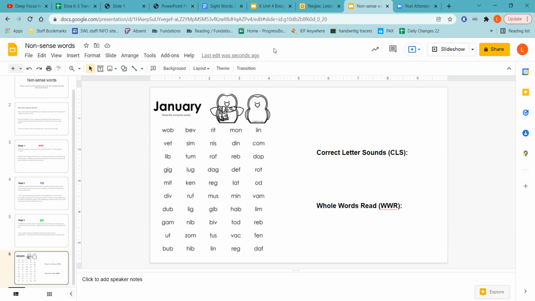If this makes sense, go ahead and practice it and record on the back of your January sheet. We're going to practice this at school as well, so the students should be able to help you once they get ready to do it at home.